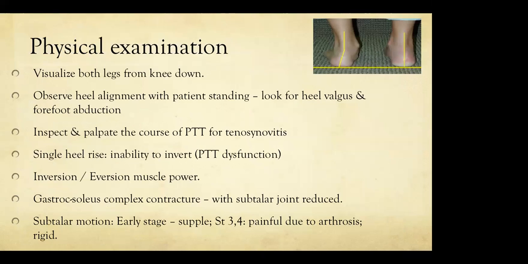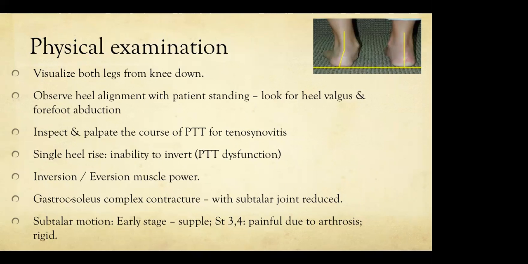So visualize the legs from the knee down. Observe the heel alignment. As you can see in the picture on the top, the left heel is more valgus as compared to the right. Inspect and palpate the course of the tibialis posterior tendon for tenosynovitis. Ask them to do a single leg heel raise. If the patient is unable to invert, that means the posterior tibialis tendon is dysfunctional and the heel is not inverting on the heel raise. Check for inversion and eversion muscle power. Check for gastrosoleus contracture, with subtalar joint reduced, and subtalar motion needs to be checked.